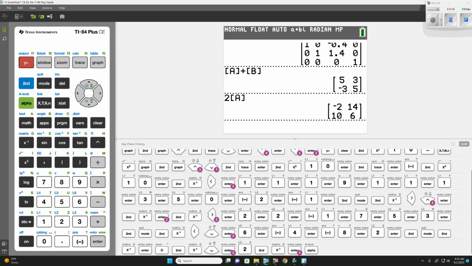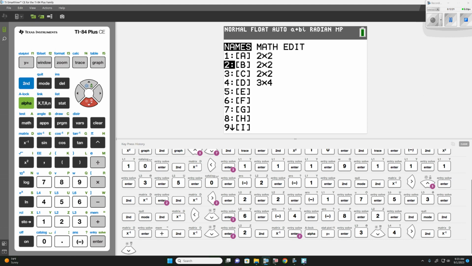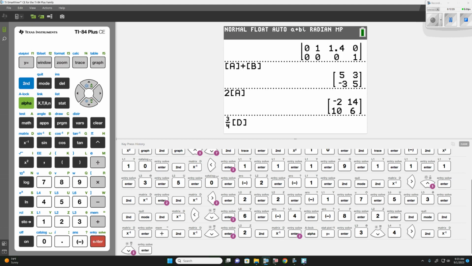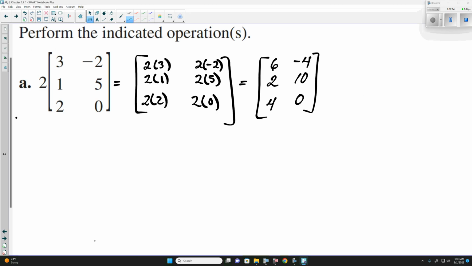If I want a fraction, alpha y equals enter, I could say 3/4 second matrix B. I can multiply the matrix by 3/4. It will do any number that we want. Questions on scalar multiplication?